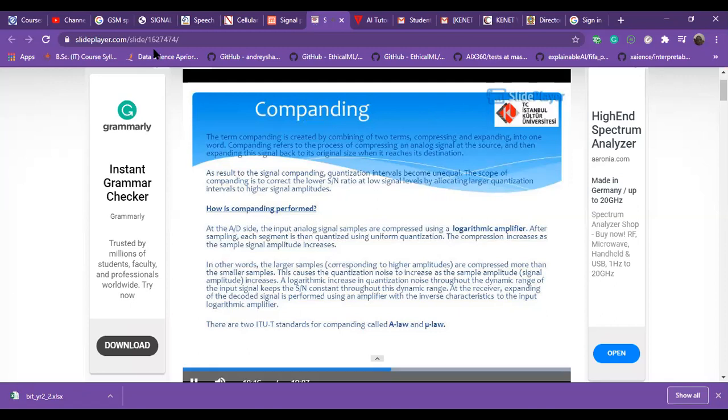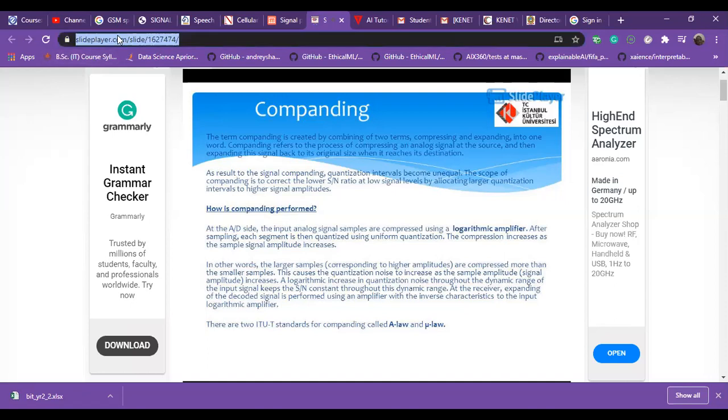How is companding performed? At the AD side, the input analog signal samples are compressed using a logarithmic amplifier. After sampling, each segment is then quantized using uniform quantization. The compression increases as the sample amplitude increases. In other words, the larger samples, corresponding to higher amplitudes, are compressed more than the smaller samples. This causes the quantization noise to increase as the signal amplitude increases.